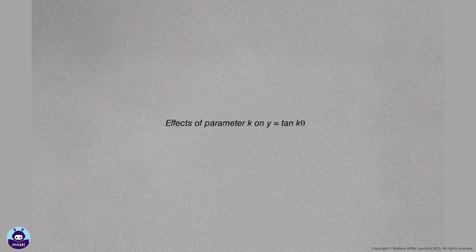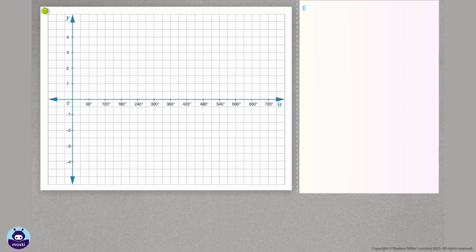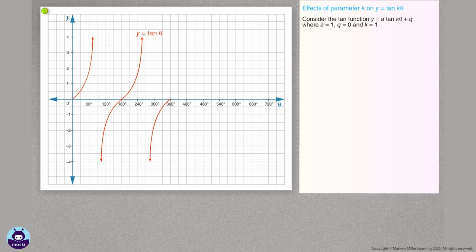Effects of parameter k on y equals tan k theta. We shall now investigate the effect of parameter k on the tangent function y equals tan k theta. Consider the tan function y equals a tan k theta plus q, where a equals 1, q equals 0, and k equals 1. It becomes the tan function y equals tan theta, which we saw earlier.